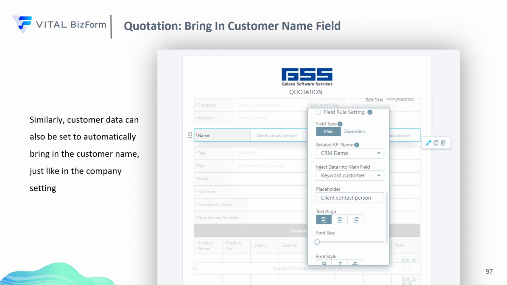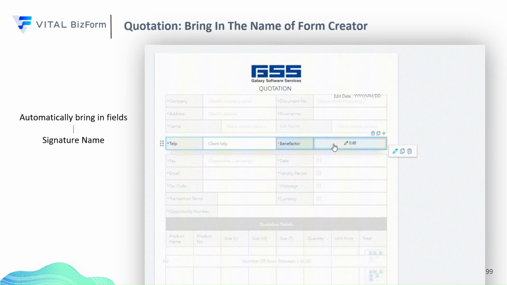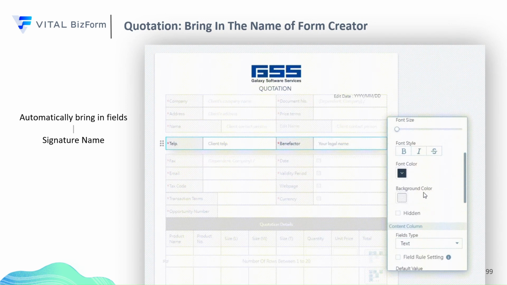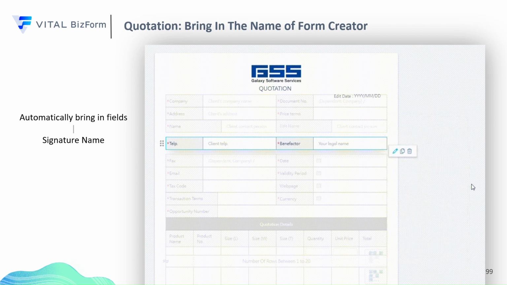Similarly, customer data can also be set to automatically bring in the customer name, just like in the company setting. Other fields dependent on customer data can also be brought in. With autofill, you can also bring in the name of the form creator. You can easily select autofill and available value, select name.